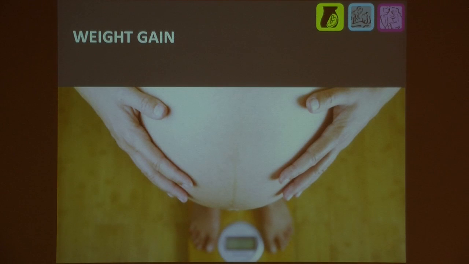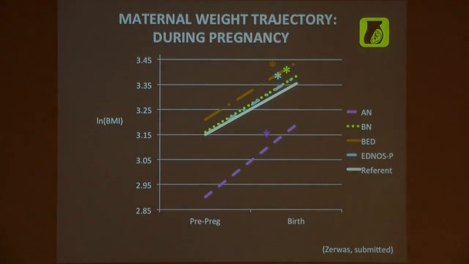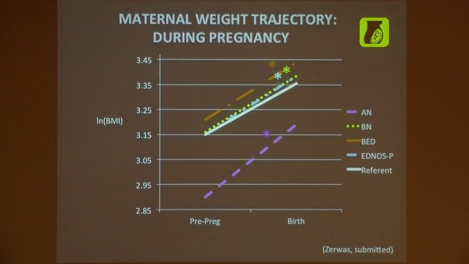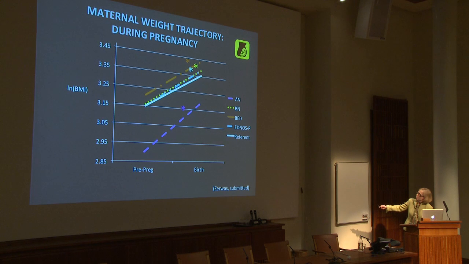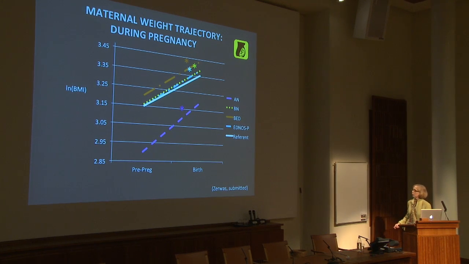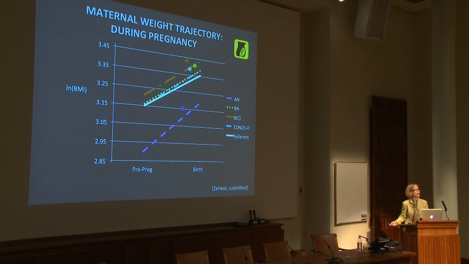So, the next thing, what was happening to their weight? Remember where we are in that cycle of risk. We're still on top, looking at the pregnancy exposures. This is about what's happening to weight gain during pregnancy. And here we have our different groups. The white group is the referent group. That's what the healthy non-eating disorders women are gaining between pre-pregnancy and birth of their baby. As you can see, women with all eating disorders, including anorexia nervosa, gained more weight, and gained weight more quickly than women without eating disorders.